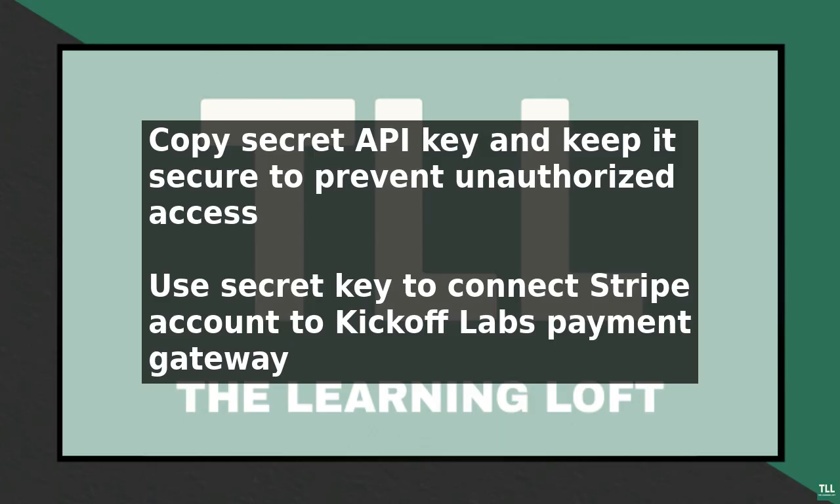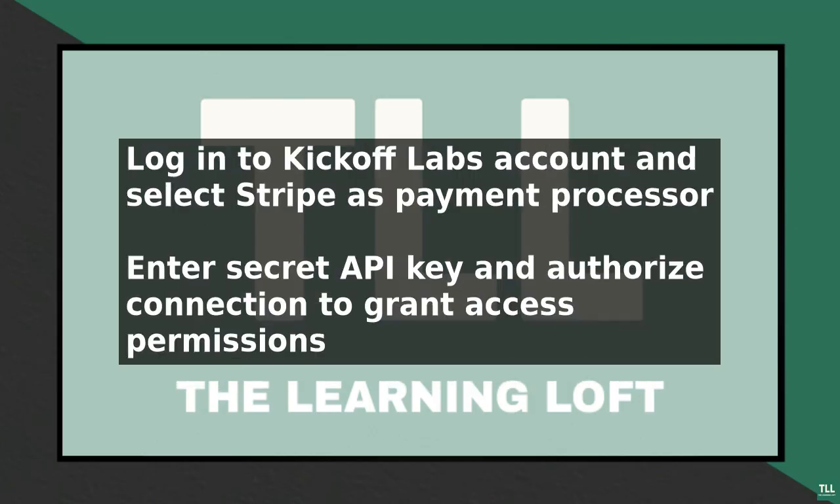Next, log in to your Kickoff Labs account and navigate to the Settings or Integrations page. Click on Payment Gateways and select Stripe as your payment processor. You will be prompted to enter your Stripe API keys. Paste the secret key you copied earlier into the required field.